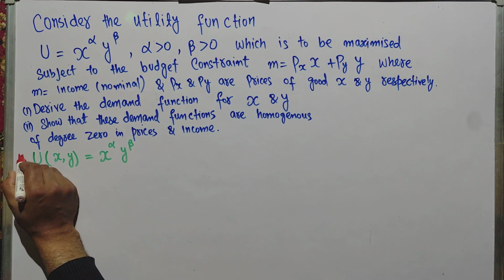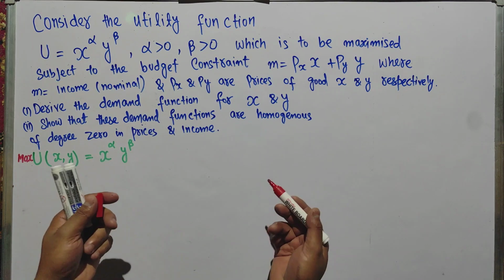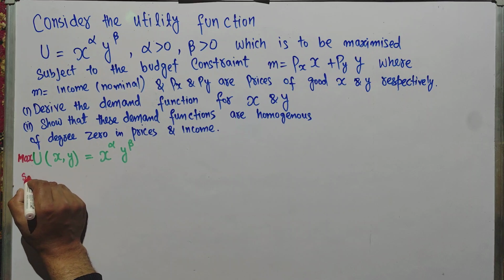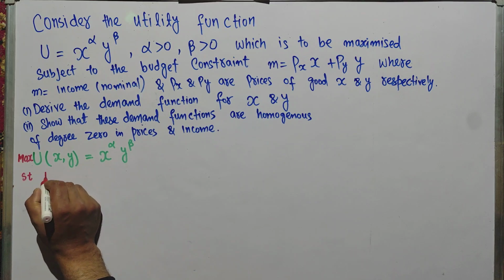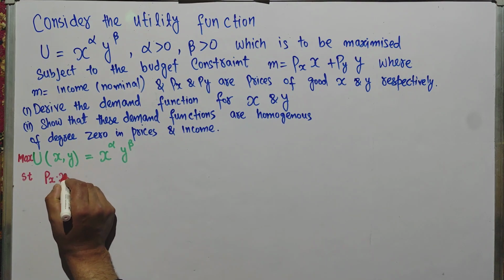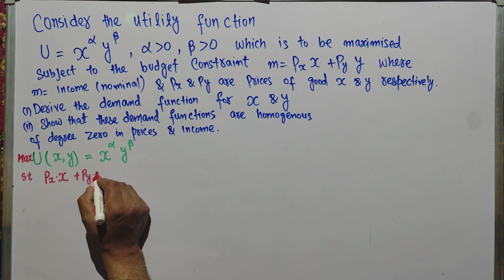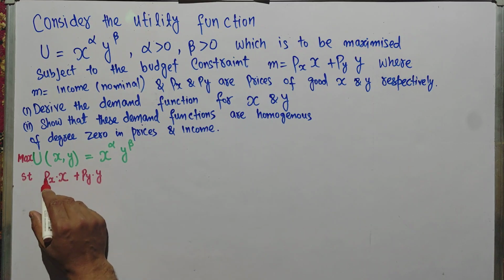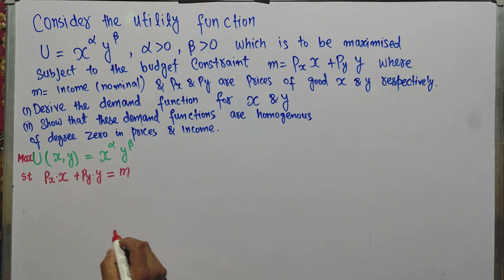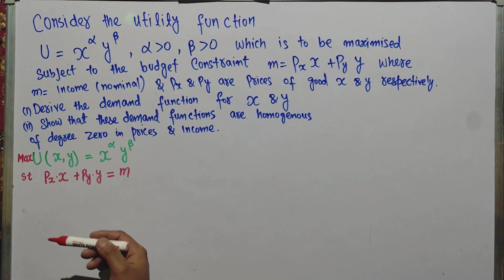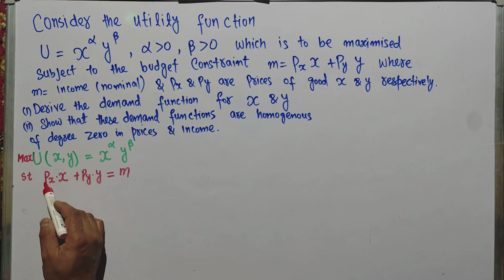Now the utility function of the consumer is given by this. The consumer's endeavor is to maximize his utility, subject to the constraint that he is facing. The constraint is that the price of x times the units of x he will purchase plus the price of y times the units of y he will purchase, the total expenditure, should be equal to the total income of the consumer, which is denoted by m. So his income should get exhausted on the consumption of these goods x and y, given the prices of good x and y.